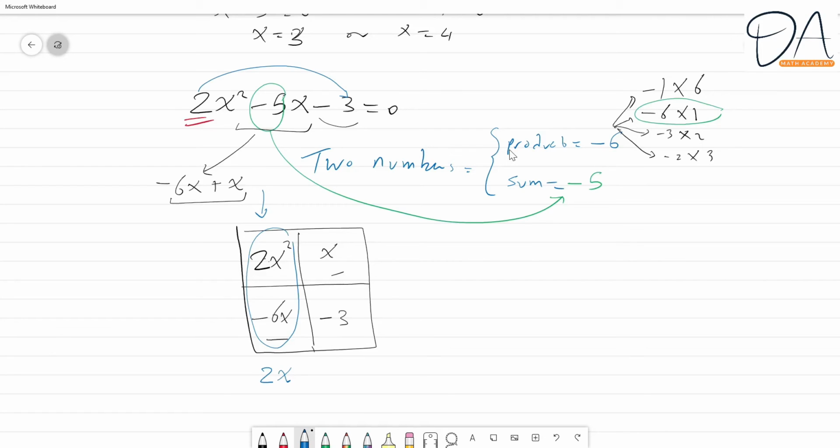Then you can look also at the other column here, and you look between the x and -3. Now, it seems that we don't have anything common between them. In this case, you just write 1.